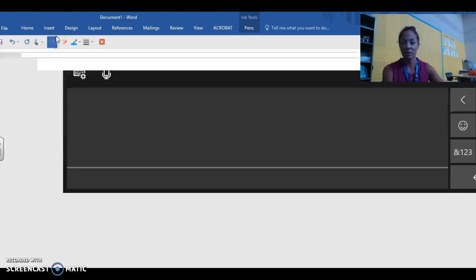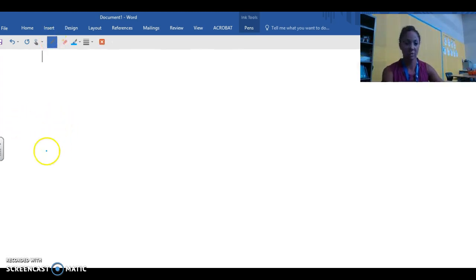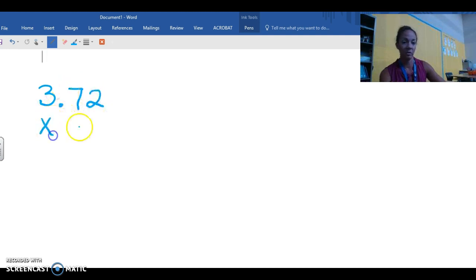All right, so when you multiply decimals, guys, it is basically the same thing as when you multiply regular numbers. You just have to do a little something with the decimal in the end. So let's try this one for an example. We have 3 and 72 hundredths times 4. Now, you're going to multiply just like you have been multiplying for ages now. Just ignore the decimal. Act like it's not even there.